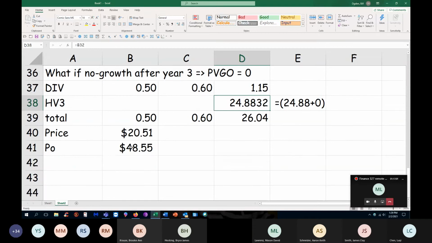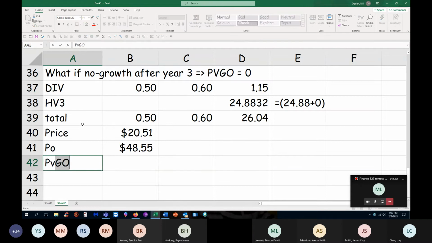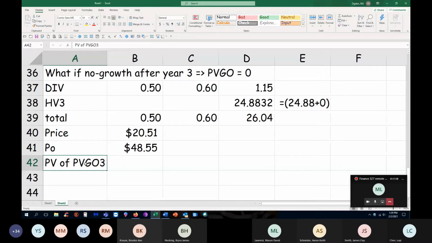Okay, so here's another way we could find this price. Rather than going back and readjusting the horizon value, why don't I just take out the present value of PVGO3? Because I'm not receiving that anymore, correct? That's not part of the price any longer, is it?